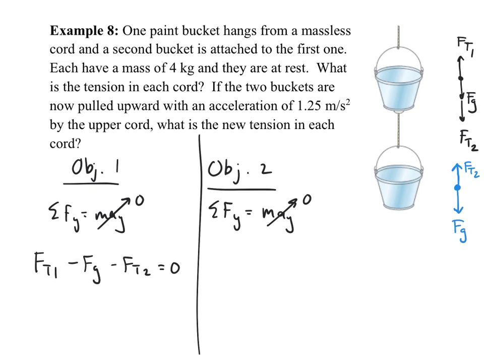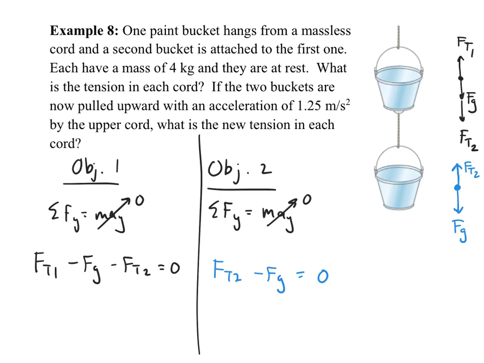The second object, we've got tension pulling up from the second cable, and we've got the weight pulling down. And that's it for the second object. I'm using blue so you know I'm coming from the blue free body diagram only, okay? The second free body diagram gives me the second equation. As a result, I can solve very easily for this problem.